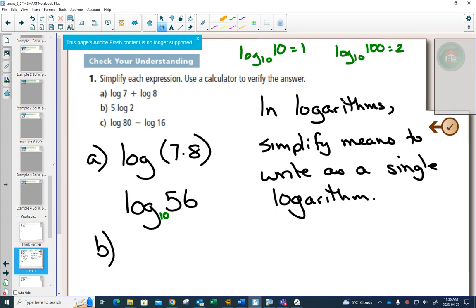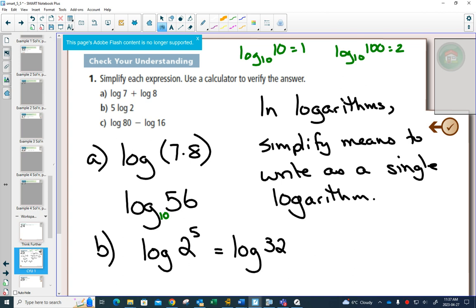Okay, second one. B. We have 5 log of 2. Does that match up on the right-hand side of one of our new log laws? Yes. If you have a number out in front of a logarithm, that allows you to put that number in as an exponent, and 2 to the 5 is 32. Chase, you get to pick our next volunteer.